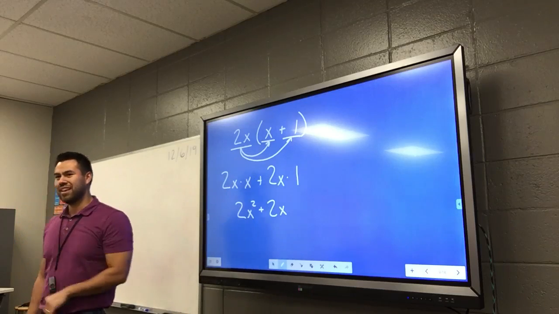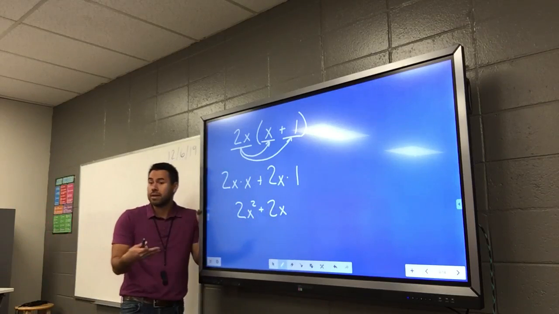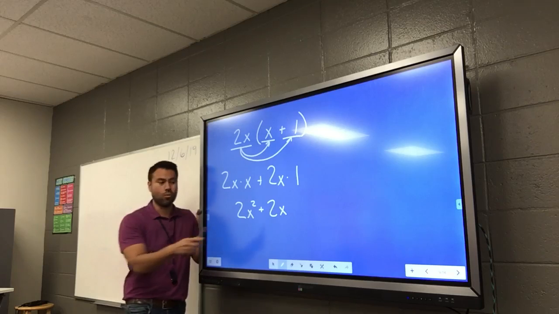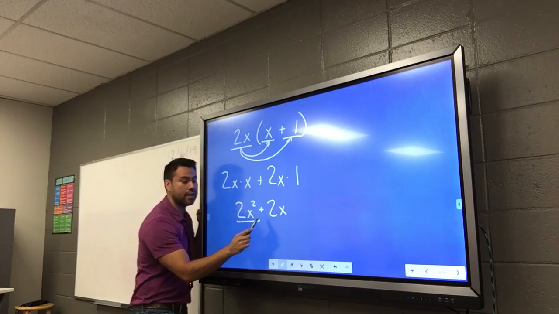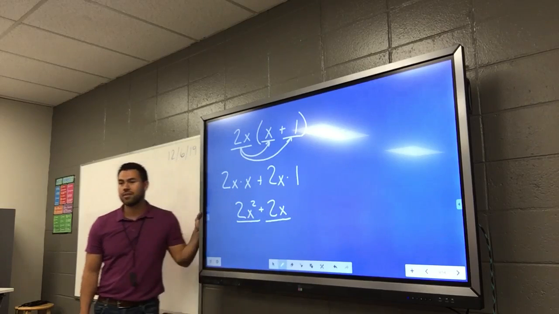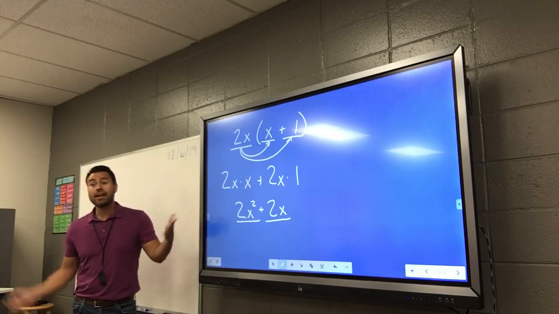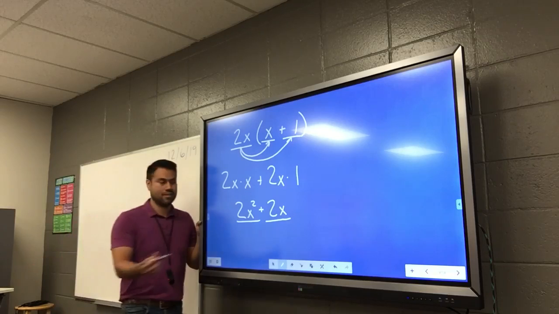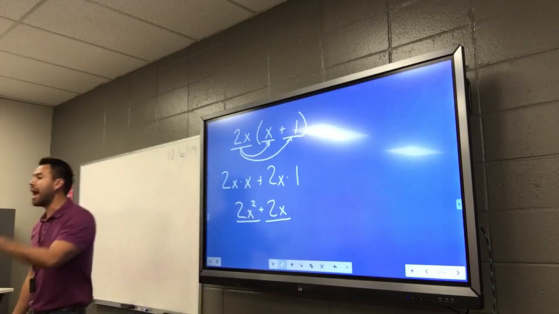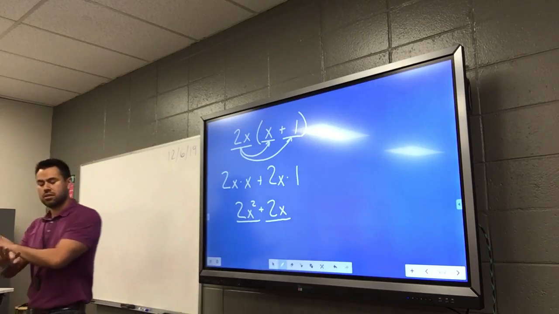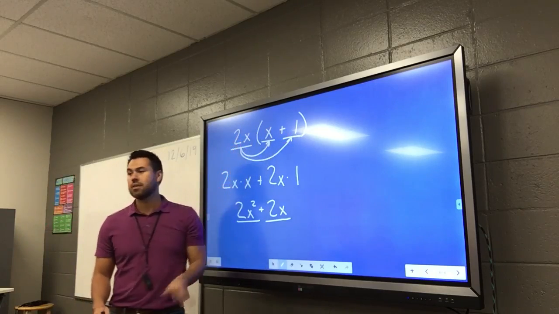Did you look at these two terms and say, hey, just multiply them? No. What are we doing between them? Maybe add them? Can we add these two? Can we add them? You can't. Why not? Because of the exponents. This is x squared, this is x to the first. Can you add unlike terms? No. Can you multiply unlike terms? Yes. So don't forget that.